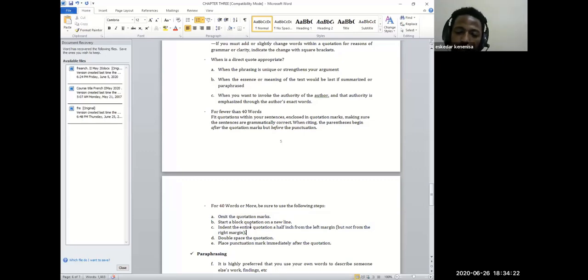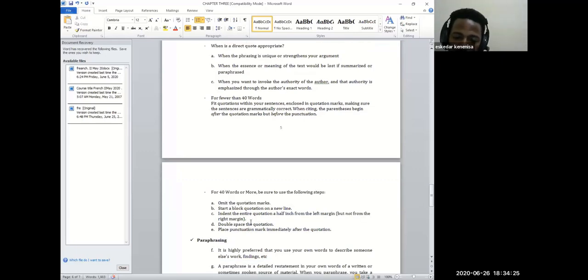Then you make a double space. This is the lining. Then place the punctuation mark immediately after the end of that. You mean you have finished the quotation. Therefore, you have to put the punctuation mark after the end of the quotation. These are technical issues that you can also talk about with your advisor while you work on the paper.